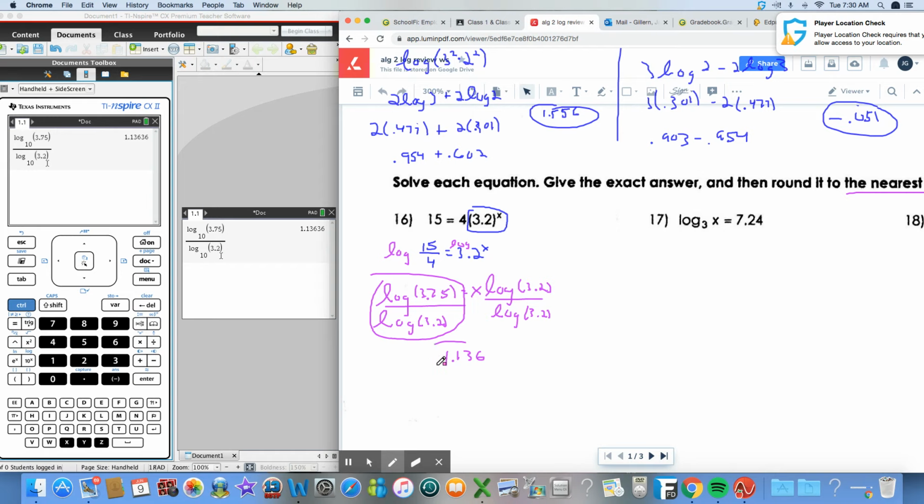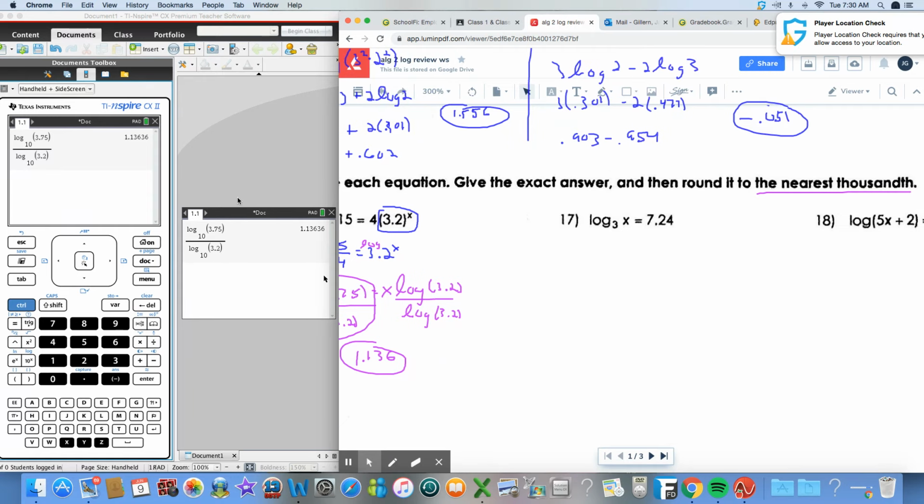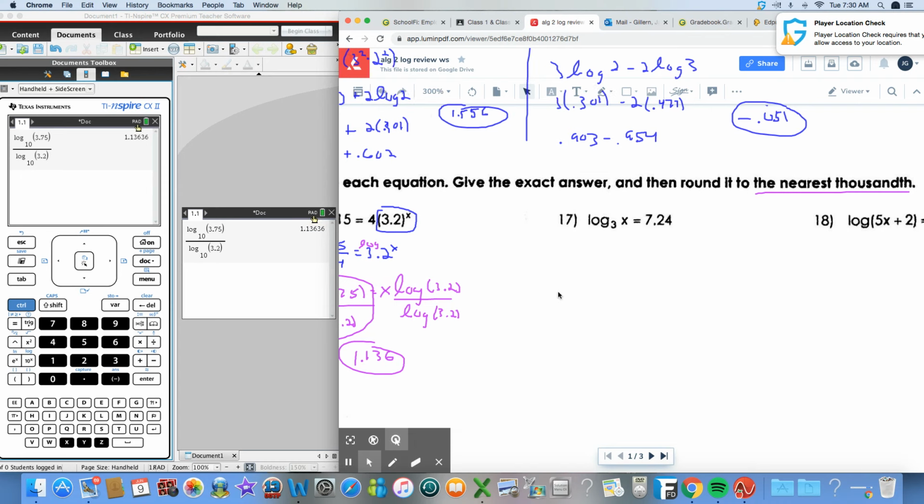1.136 rounded to 3 decimal places. That is the rounded answer. All right, so let's do 17. I'm going to keep the calculator up here since we're going to have to use that for things as well.